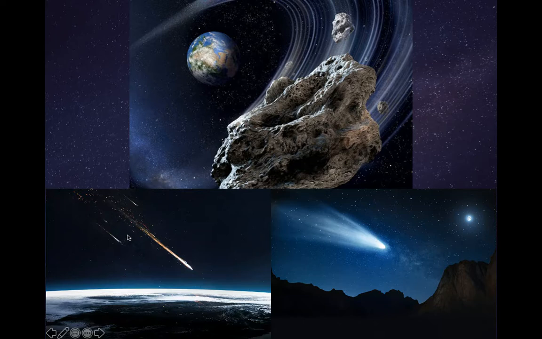Now a meteor in space would be called a meteoroid. If the meteoroid goes through Earth's atmosphere, it becomes a meteor. And then, of course, if it hits the ground, so if it actually strikes Earth, it would be called a meteorite. So just some vocabulary.